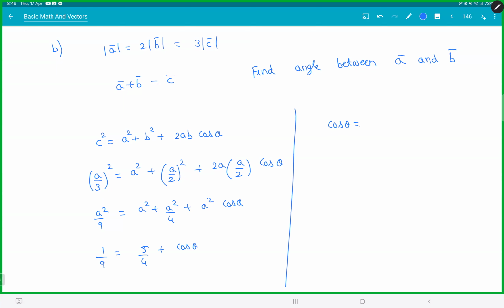Therefore, we get cos theta is equal to 1 by 9 minus 5 by 4. That is minus 41 by 36. This is less than minus 1, isn't it? So cos theta can't be less than minus 1. This is not possible. Again, same thing. Such vectors can't exist. So this thing, until you solve, you won't realize these vectors won't be possible. Previous one was easy to see.